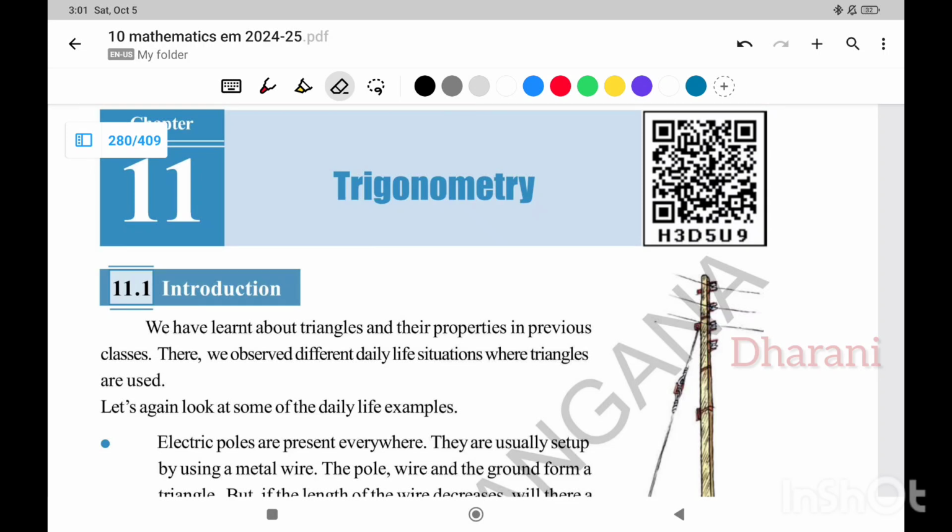Hello students, today we are discussing 10th class mathematics chapter number 11 trigonometry, only important basics.